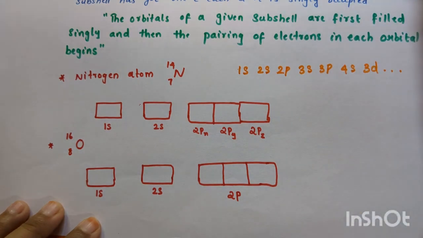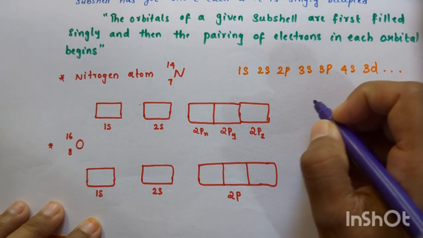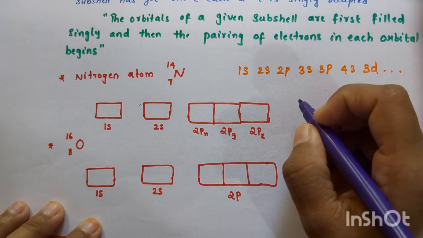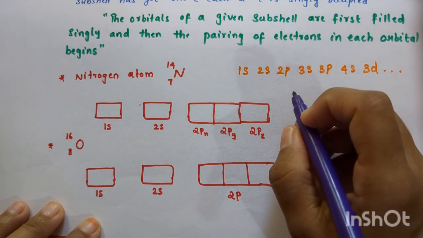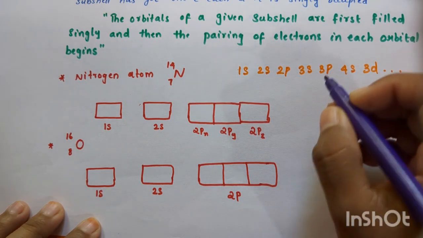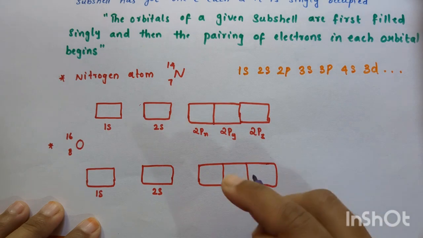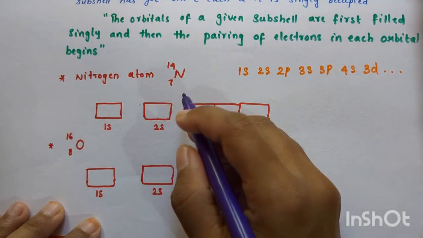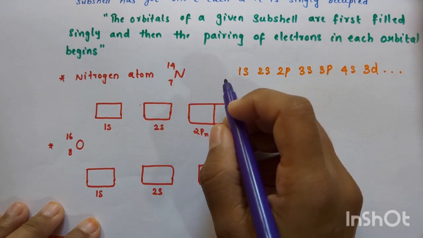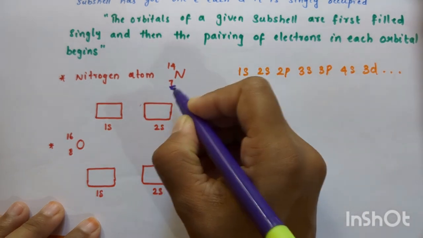Now, according to the Pauli exclusion principle, no 2 electrons in an atom can have the same set of 4 quantum numbers. That is, they must have at least opposite spin quantum numbers when the electrons are filling the orbitals. So, here if you consider the electronic configuration of the nitrogen atom, the maximum number of electrons that can be in the s subshell is 2. Here we have 7 electrons.